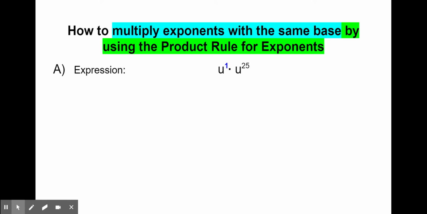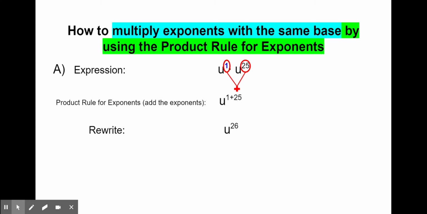So for this one, we're going to go ahead and just take that 1 and that 25. We're going to add them together. Here's our product rule for exponents. We just add the exponents, 1 plus 25, and we get u to the 26th power. That's our answer. Look how many steps we just saved. So that's how we can multiply exponents with the same base by using the product rule for exponents.